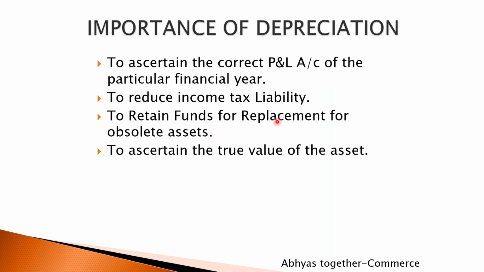See, if depreciation is not provided, then the profits of the organization will be overstated and they can be distributed to the shareholders or the owners as a dividend. Thereby, there won't be any provision of funds for the purchase of new assets. So whenever we charge depreciation, a certain amount will be placed as reserves to buy the new machinery. Then, to ascertain the true value of the asset. Whenever an organization is planning to sell the asset, then they can easily ascertain the true value of that asset as on the date of the sale.